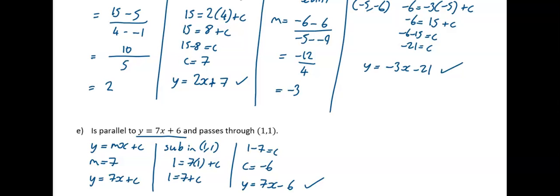Okay, so from this video, you now know how to find the equation of a line which passes through two points, or which you know its gradient and you know a point it passes through, or, in the last example here, you know what line it is parallel to, and you know a point which it passes through.